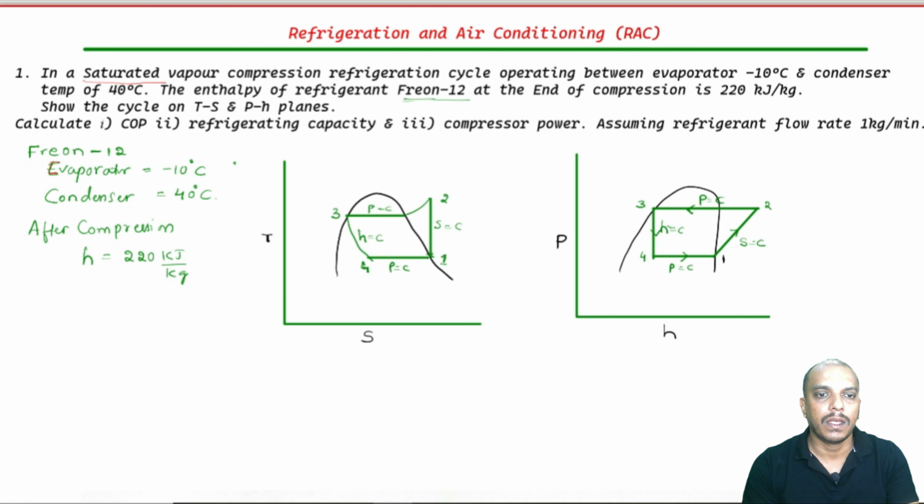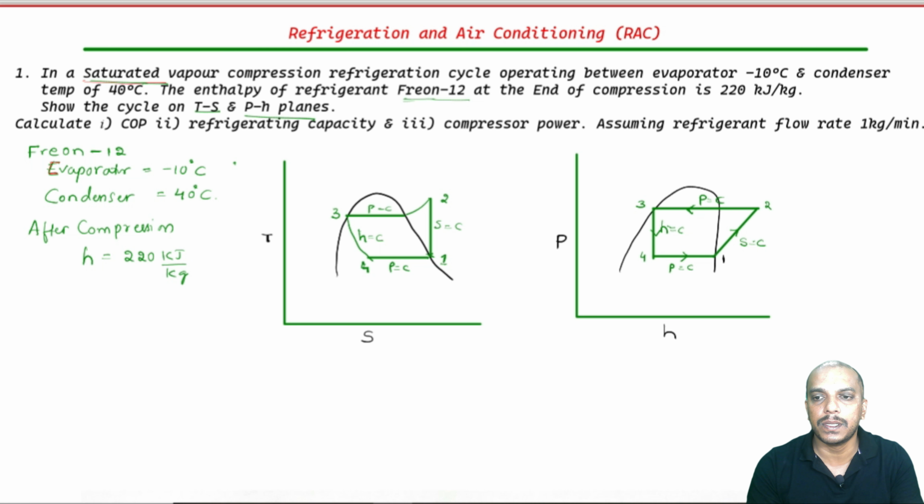okay. Now, let us go for the question. We have drawn cycle on TS and pH planes. Just because he has told that saturated vapor compression has started the point 1 from here, it may be deviated little bit there, or it could be within vapor dome, that will alter accordingly.